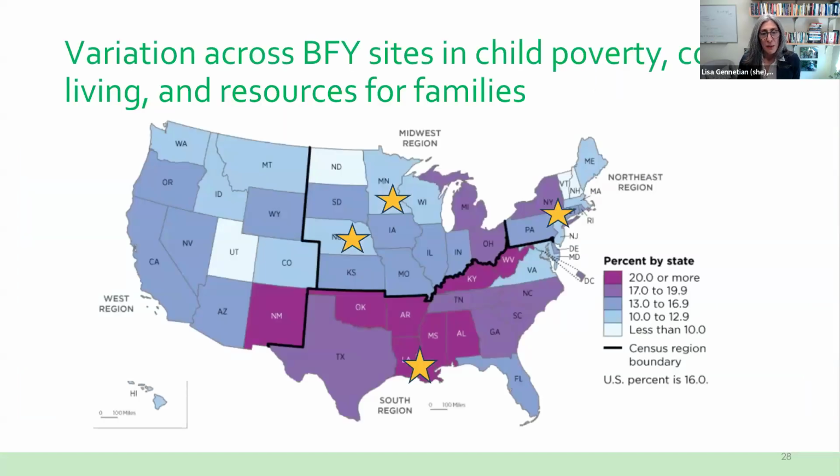So here is a map of the US to give some context of the families in the study. Here are the 4 sites. They vary quite a bit in child poverty. They vary quite a bit in cost of living and availability of services. The cost of eggs, it turns out, are much lower in Nebraska. I checked today versus the other sites as sort of a reminder of these contextual differences. So this is just to give some context for the variation underlying the sample.